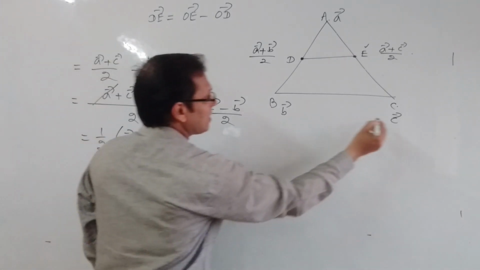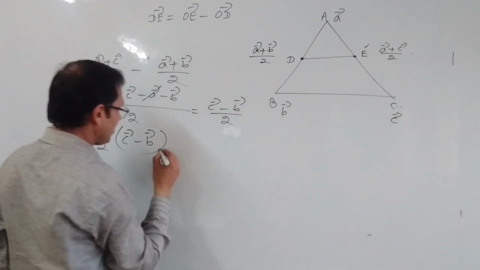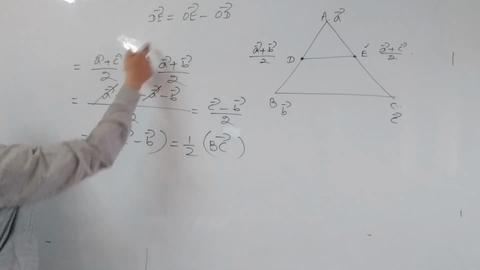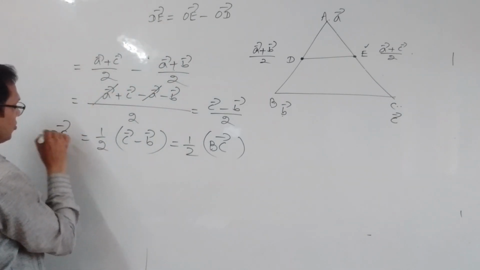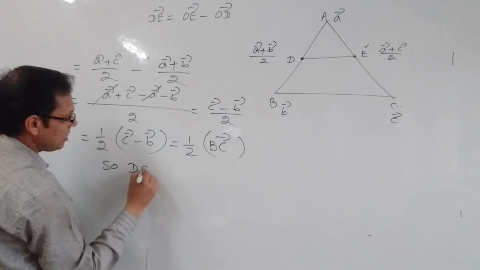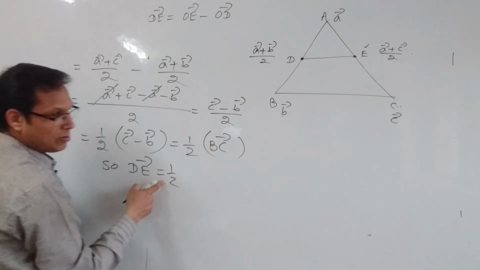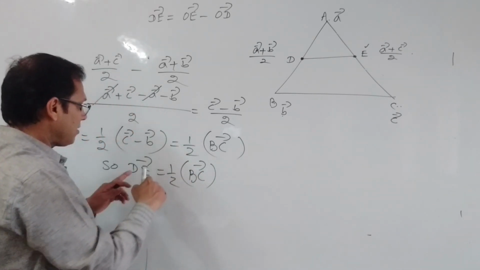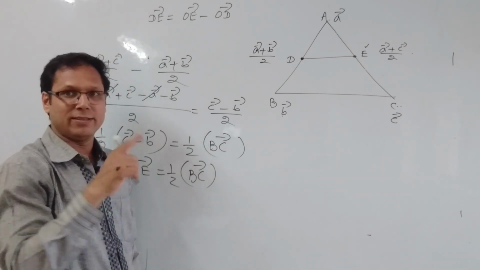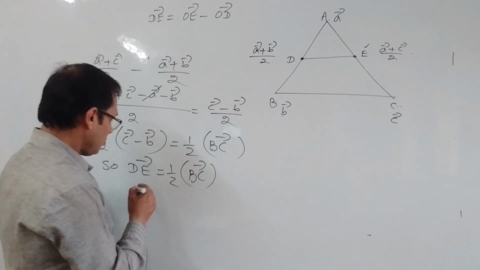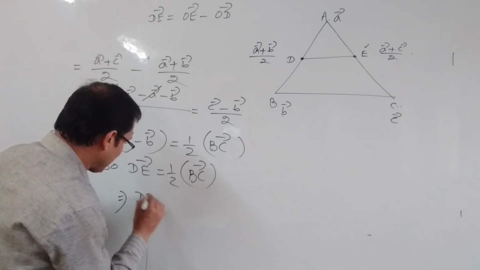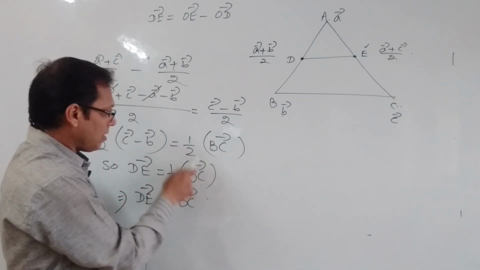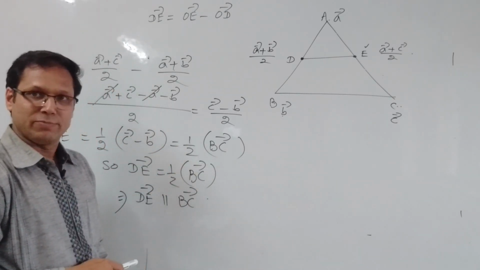Okay. C vector minus B vector is nothing but the BC vector, isn't it? So half of BC vector. So DE vector is equal to a scalar multiple, half, of BC vector. When one vector is expressed as a scalar multiple of another, the two vectors are parallel to each other. So from this we conclude that DE vector is parallel to BC vector, since DE vector is a scalar multiple of BC vector.